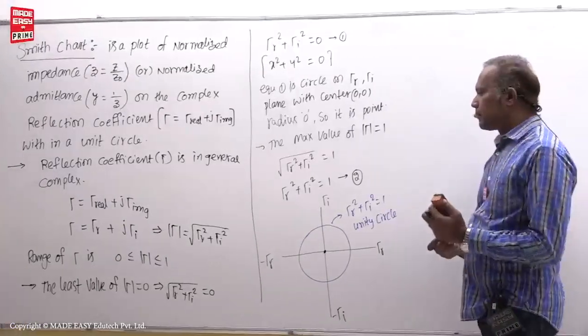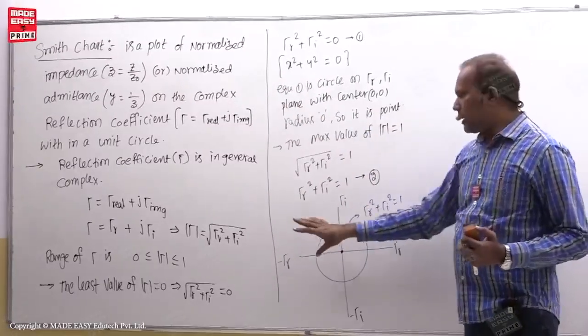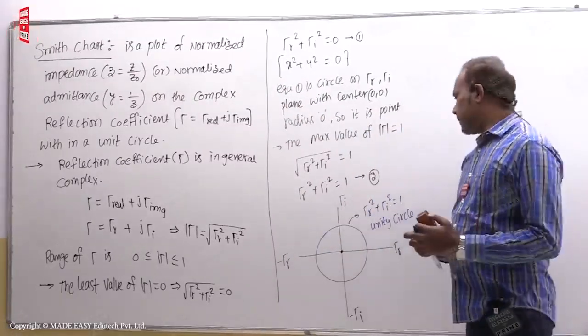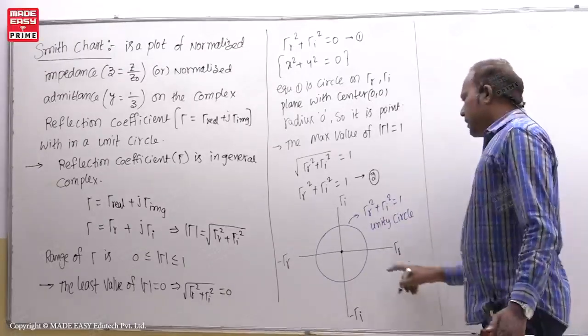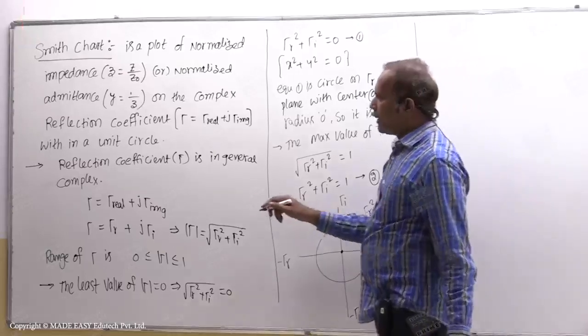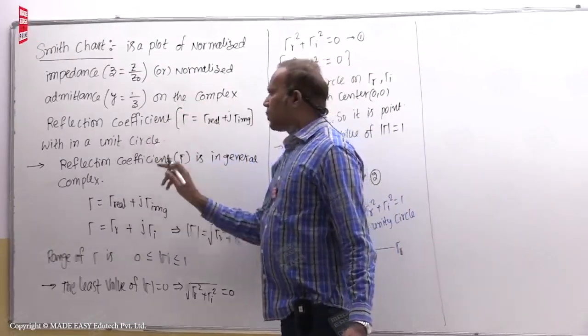Okay. So to understand this Smith chart, we are discussing the basics, students. This is one basic point. Now this is called the unity circle. So the Smith chart will be inside this unity circle. That is what is written here. The Smith chart is a plot on the complex reflection coefficient.